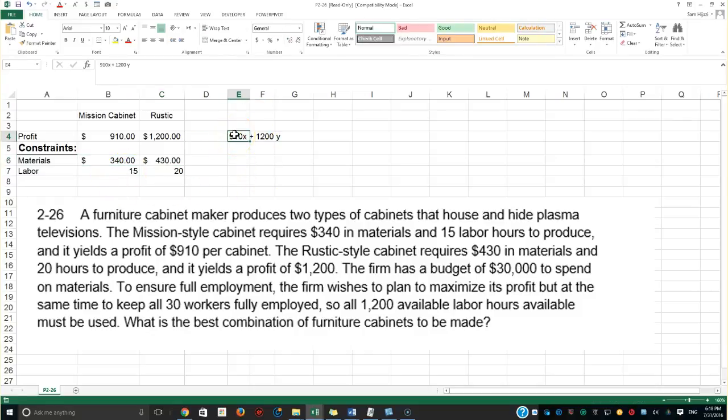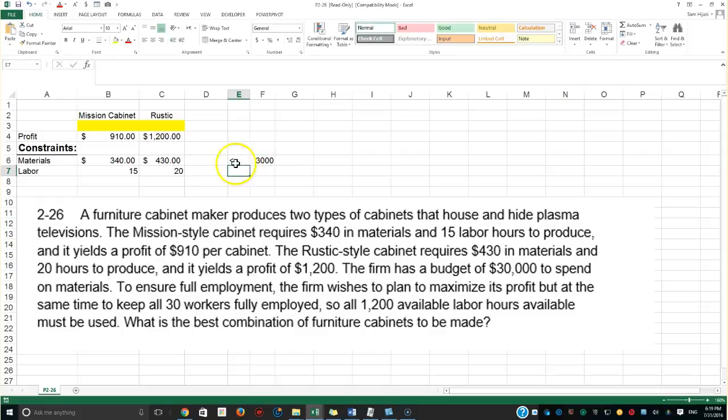Let me get rid of this so I'll be able to understand how we're going to do it. These two here, I'm going to make them yellow because that's what we're going to solve for. But let's get to this later. The firm has a budget of $30,000 to spend on material. So the constraint immediately is going to be less than or equal to $30,000.